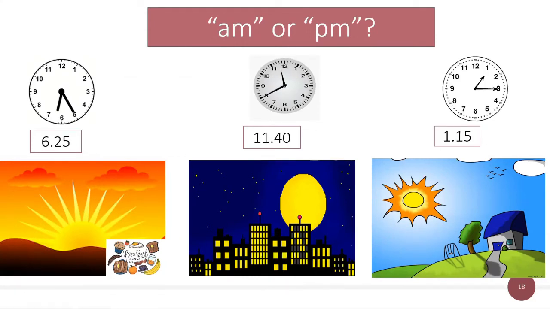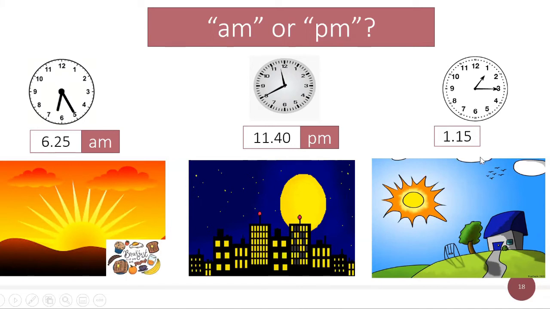All right, so the answers are it's 6:25 a.m. because you have breakfast in the morning. So that means it's a.m. It's 6:25 a.m. For the second one, this is 11:40 p.m. in the evening. It's 11:40 in the evening, 11:40 p.m.